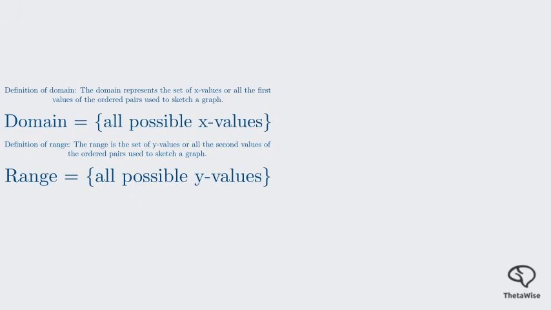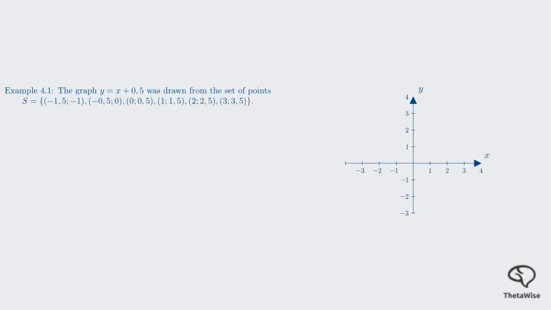To recap, the domain is the horizontal extent of the graph on the x-axis, and the range is its vertical extent on the y-axis. Let's apply these definitions to an example. Consider figure 4.3, a straight line graph. The graph is a line segment drawn from a specific set of points. If we were to list the x values from this set, we'd get our initial domain. If we list the y values, we'd get our initial range.